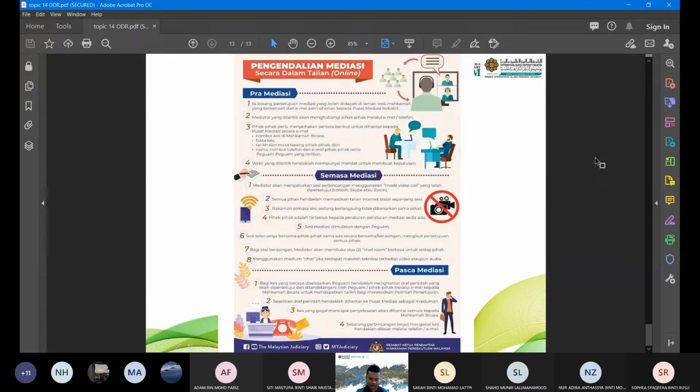Cases which have failed to reach settlement, meaning you have to go to trial. So this is a working Malaysian model already. Okay, I think this is good.